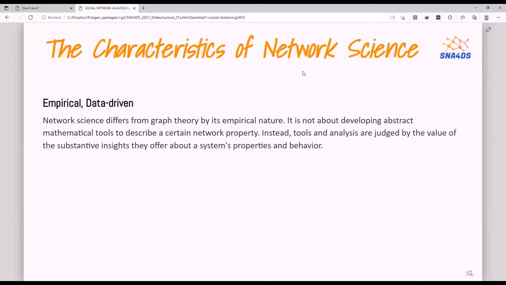Whereas what we are doing is we look at actual real life data, and then we look at, okay, how can we analyze that? How can we understand that using empirical tools and techniques? And that is core to network science, whether you come at it from a social point of view or more of a physics point of view. That is one of the traits of network science.